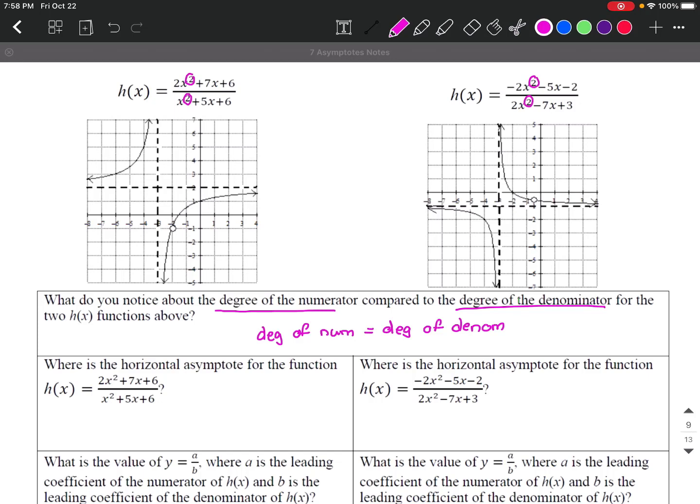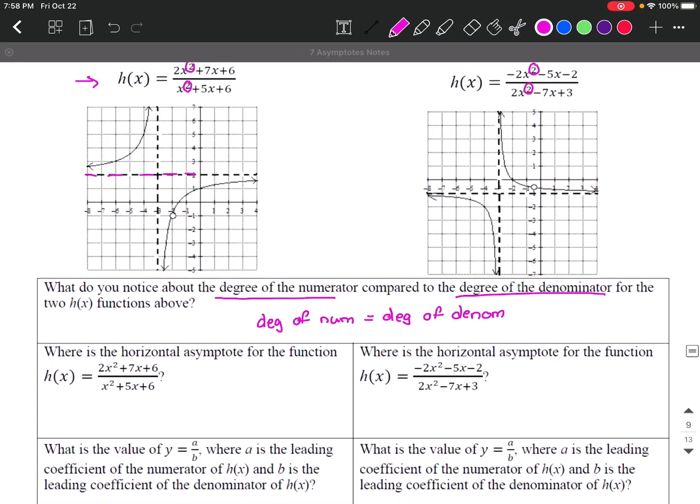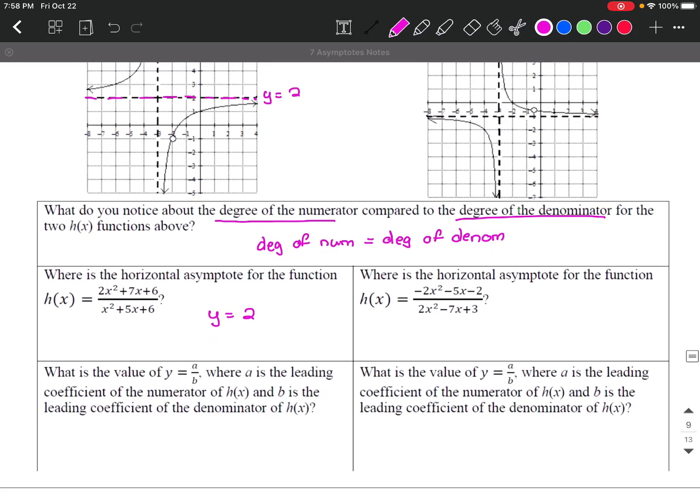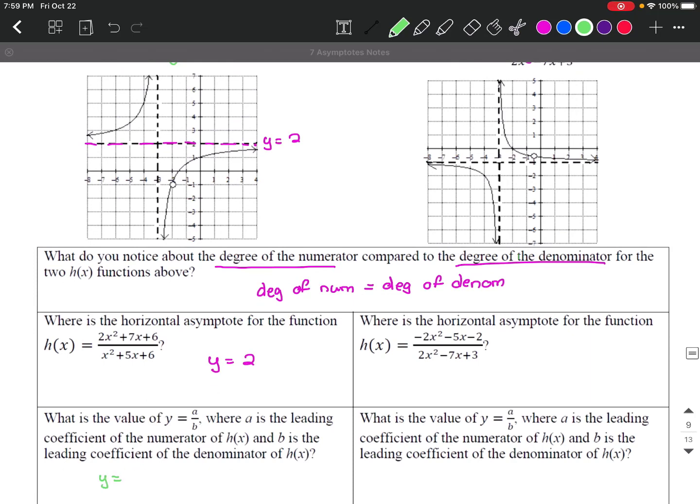Now, let's look at the first function on the left. That's this one over here. Where is the horizontal asymptote? The horizontal asymptote is right here, and that has a height of 2. So it's y equals 2. Now, it's asking us what is the value of y equals a over b, where a is the leading coefficient of the numerator and b is the leading coefficient of the denominator of h of x. So if I look, my leading coefficient is the constant in front of the x squared over the constant in front of the x squared. That would be y equals 2 over 1, or just y equals 2.